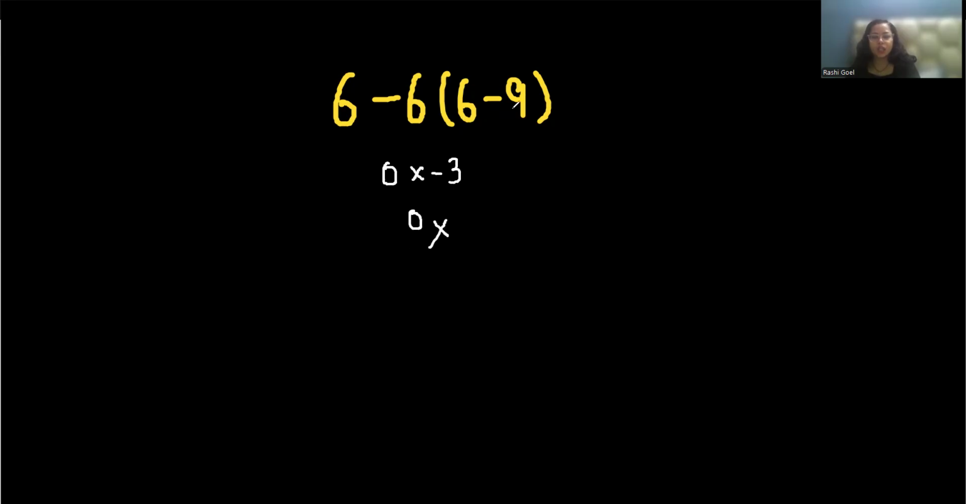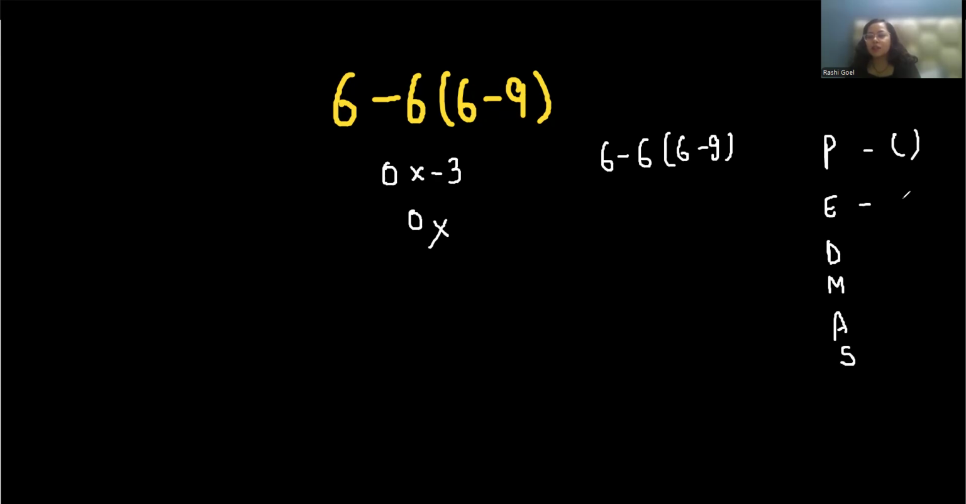which is incorrect. If an expression has multiple operations, that means it gives you subtraction and parentheses, so you have to follow certain rules. I am going to use the PEMDAS rule here, which says that P stands for parenthesis, E stands for exponent, D stands for division, M stands for multiplication, A stands for addition, and S stands for subtraction.